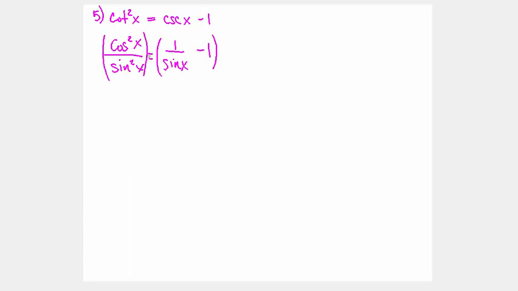The LCD of the denominators sine squared x and sine x would be sine squared. So if I multiply by sine squared of x on both sides, that will help clear the fractions. Now, before we do this, remember, when you multiply both sides of an equation by a trig function, we must check our solutions to make sure they actually work. All right, so when we finally get some answers, we'll go back and check them to make sure they work.